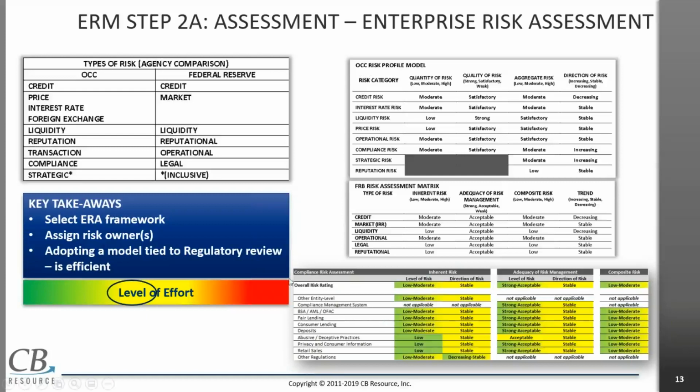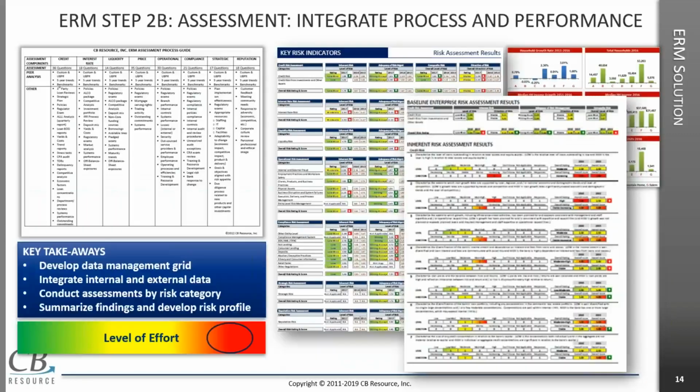So here's an example of compliance risk, right? Compliance risk may be your risk assessment category for your assessment, but you may want to look at other entity level risk, compliance and management systems, BSA, AML, OFAC, fair lending, consumer lending, deposits, abusive and deceptive practices, privacy. You could have regulatory reg compliance, but again, setting up your framework for the assessment is kind of key. Once you've established your framework, then you want to select what you're going to assess within each of those categories. And if you guys would like to get this sample dashboard, this is nothing more than an inventory list to conduct an effective risk assessment by risk category.